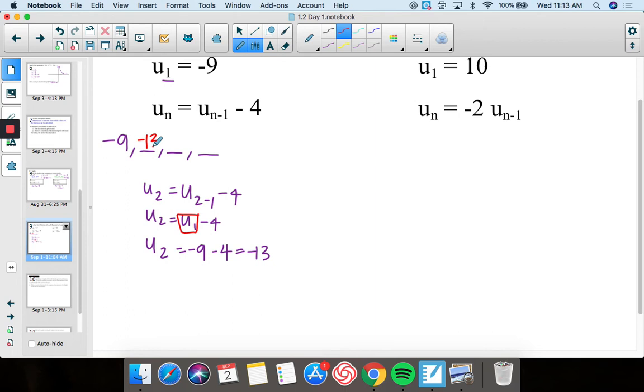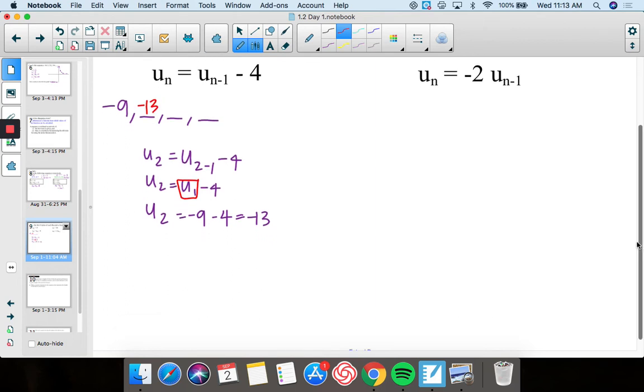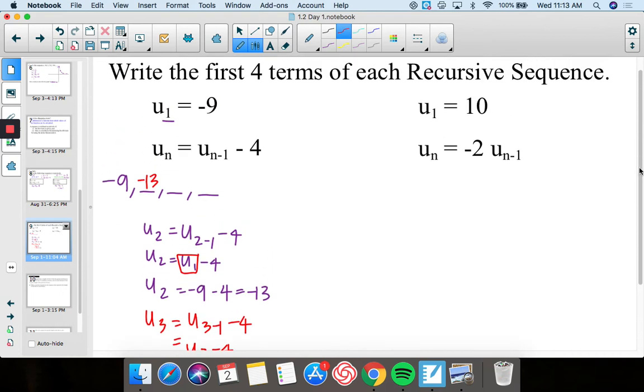Okay, using the formula one more time. Next, we find our u sub 3. Remember, that's u sub 3 minus 1 minus 4. So that's u sub 2 minus 4. Well, our second term was negative 13. So negative 13 minus 4 is negative 17. So you can see here that you're just taking the preceding term, the term that comes before it, and you're subtracting 4. So negative 17 then minus 4, negative 21. And we're done.